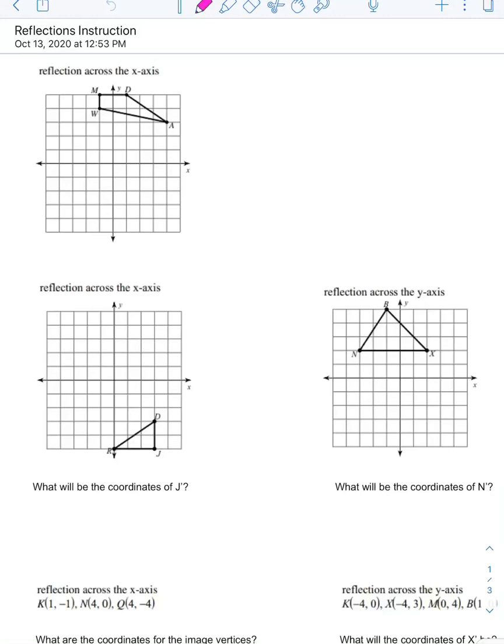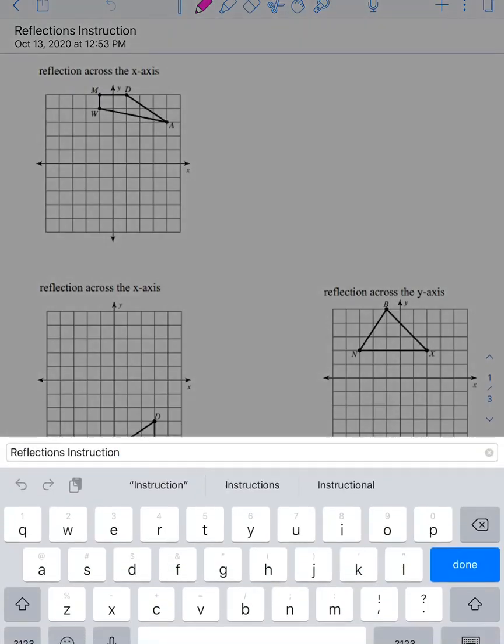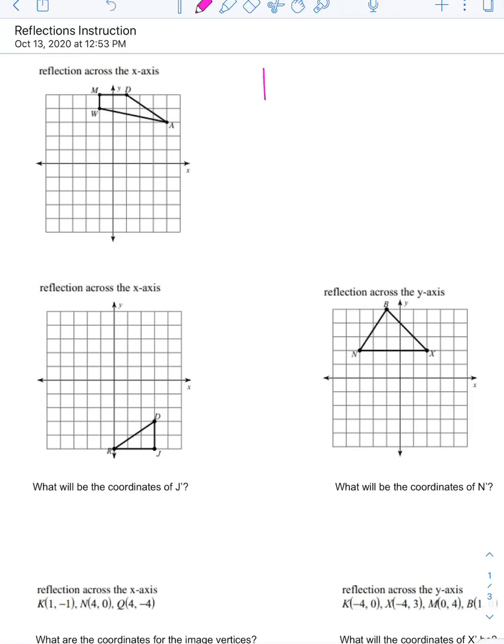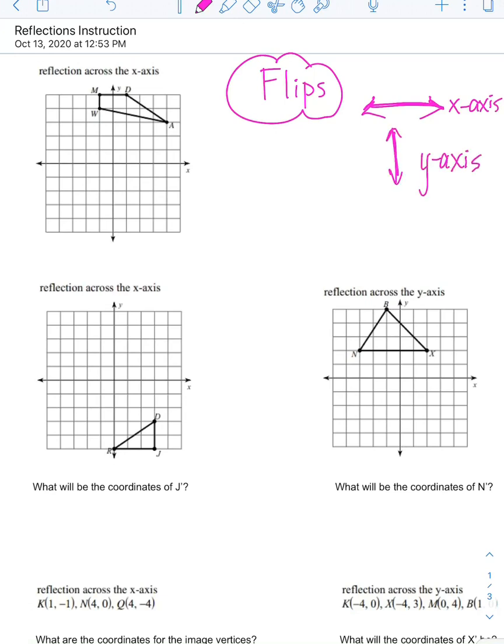Hey guys, today we're going to start taking a look at our next transformation, which is called a reflection. There are two types of reflections or flips. Remember, we also call these flips. We can either flip across the x-axis, which means we'll flip top down or from the bottom up, or we can flip across what's called the y-axis. And that means we'll flip left to right or vice versa.